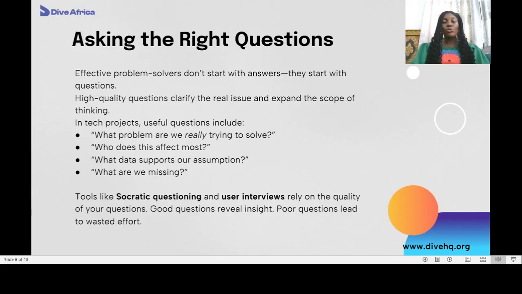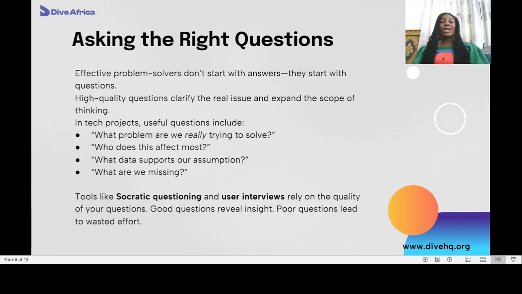So when we talk about Socratic questioning, it is a method of asking deep, open-ended questions to help people think more critically, examine their assumptions, and find logical answers. So when we're talking about open-ended questions, you are asking questions that they won't be able to answer yes or no. They'll be able to explain more deeply about what they are going through, so that you'll be able to help them find a solution as an effective problem solver.